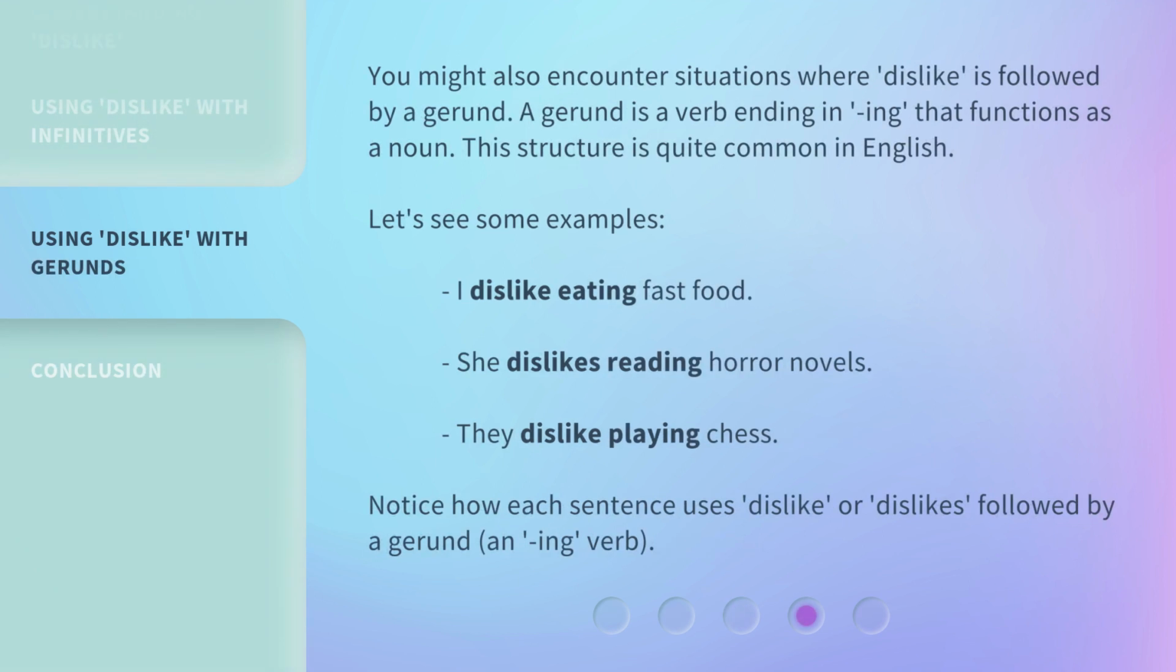You might also encounter situations where dislike is followed by a gerund. A gerund is a verb ending in ing that functions as a noun. This structure is quite common in English.